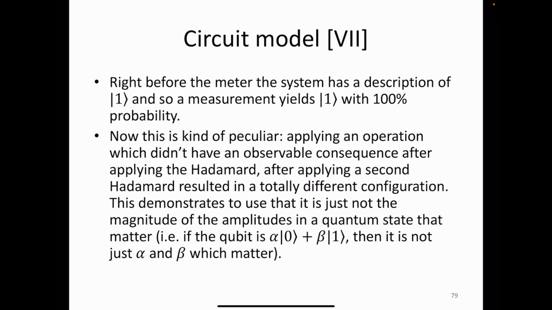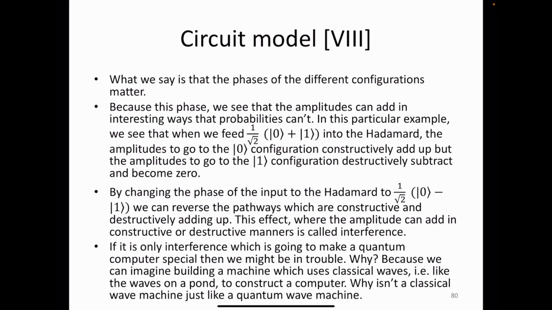And this demonstrates to us that it is not just the magnitude of the amplitudes in the quantum state that matters. For example, if you look at that state, it's not only alpha and beta that matter. So what we say is that the phases of different configurations matter. Remember we talked about global and relative phases before. Global phases don't matter. It's still the same physical state, but relative phases matter. And because of this phase, we see that the amplitudes can add in interesting ways that probabilities can't.